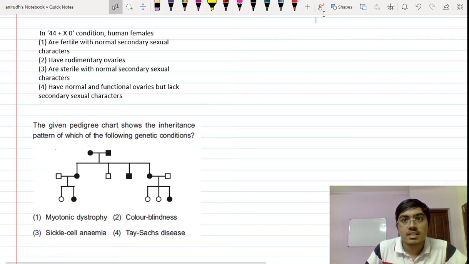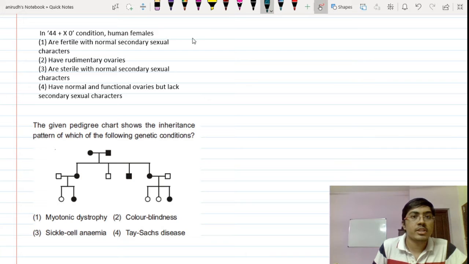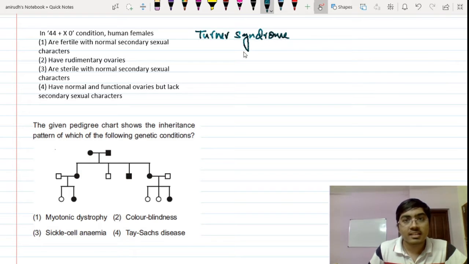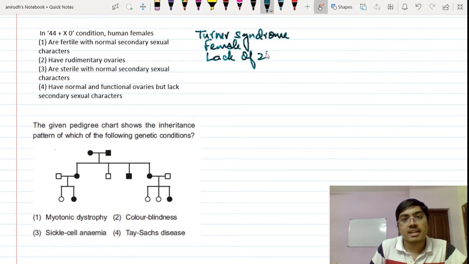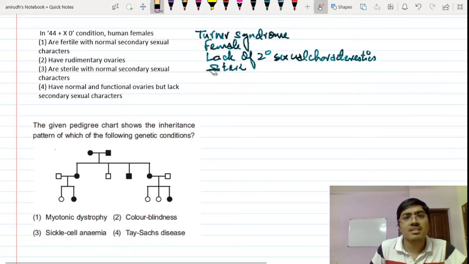Now take a look at this question. In 44 plus XO, this is actually Turner syndrome. This patient is a female, and this female will be lacking secondary sexual characteristics. And this female has streak ovaries. What do you call this? Rudimentary ovaries, so streak ovaries.